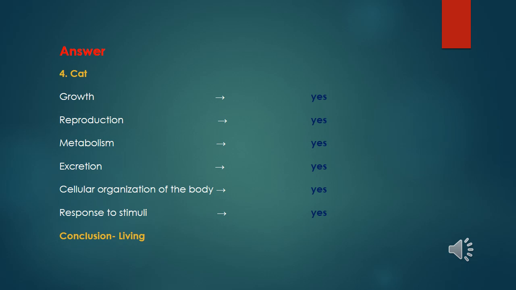Next is a cat. Cat fulfills every criteria for being living, that is, growth, reproduction, metabolism, excretion, cellular organization, response to stimuli, movement, as well as locomotion. Thus, cat is a living organism.